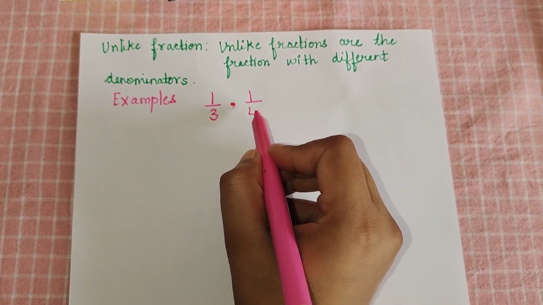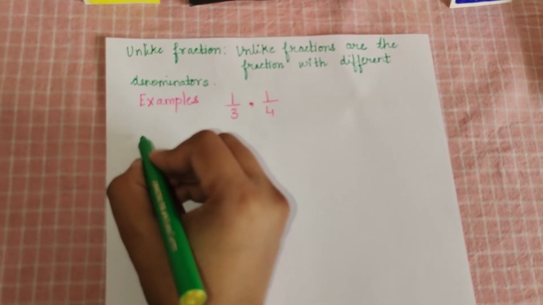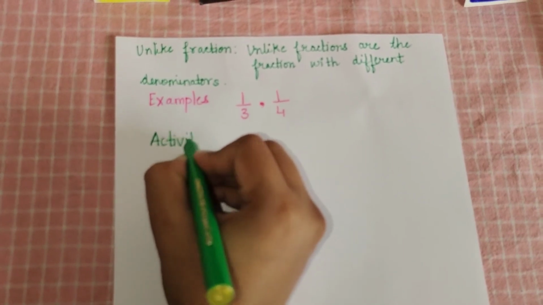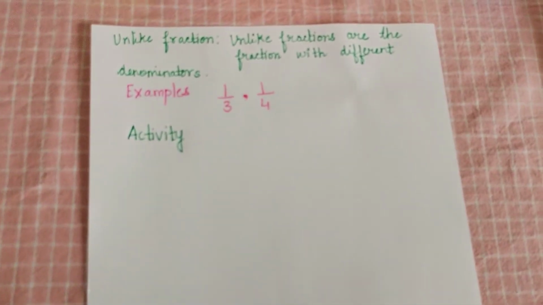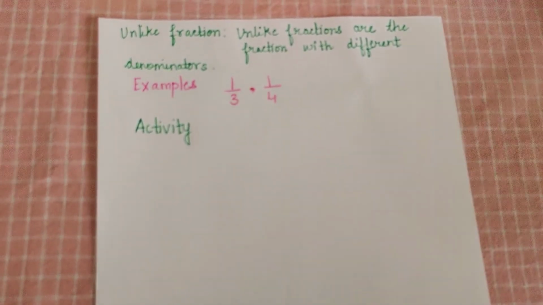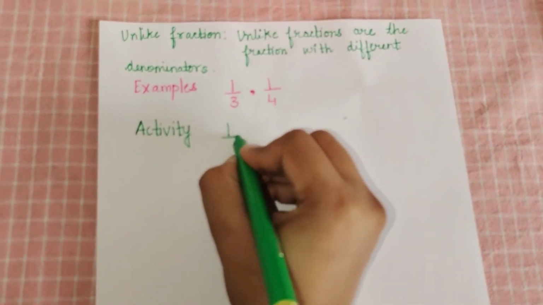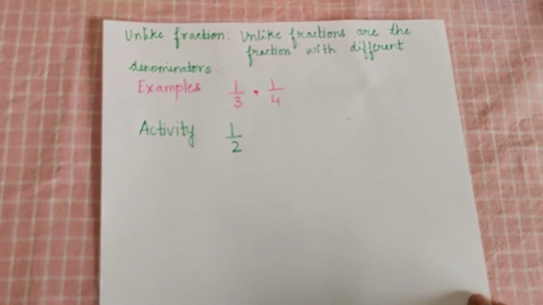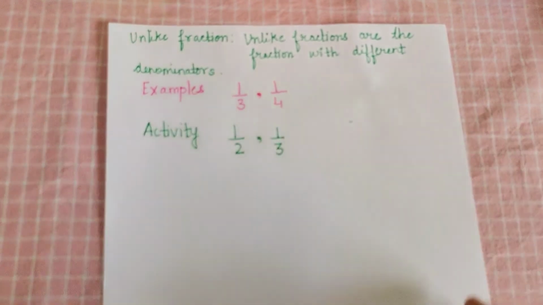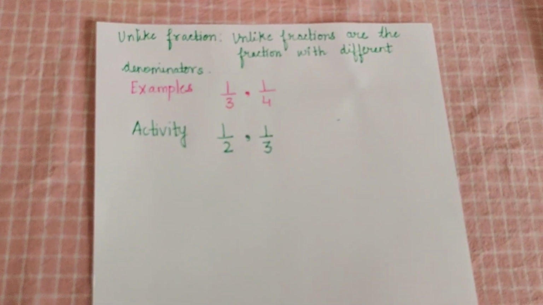Okay. Now we are going to perform an activity and we are going to add two unlike fractions. One number I have is 1 by 2 and another I have is 1 by 3. These two are unlike fractions. Let's see how we are going to add them.